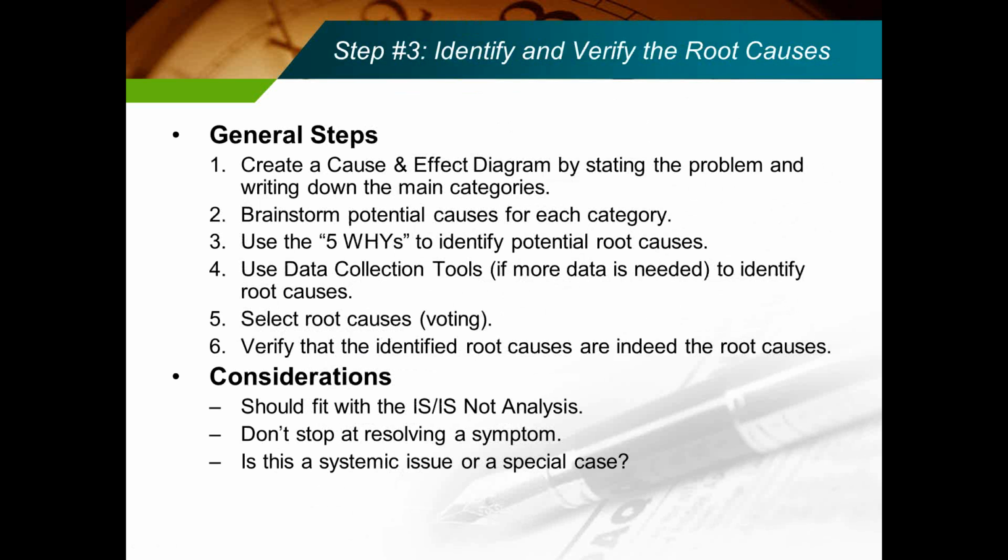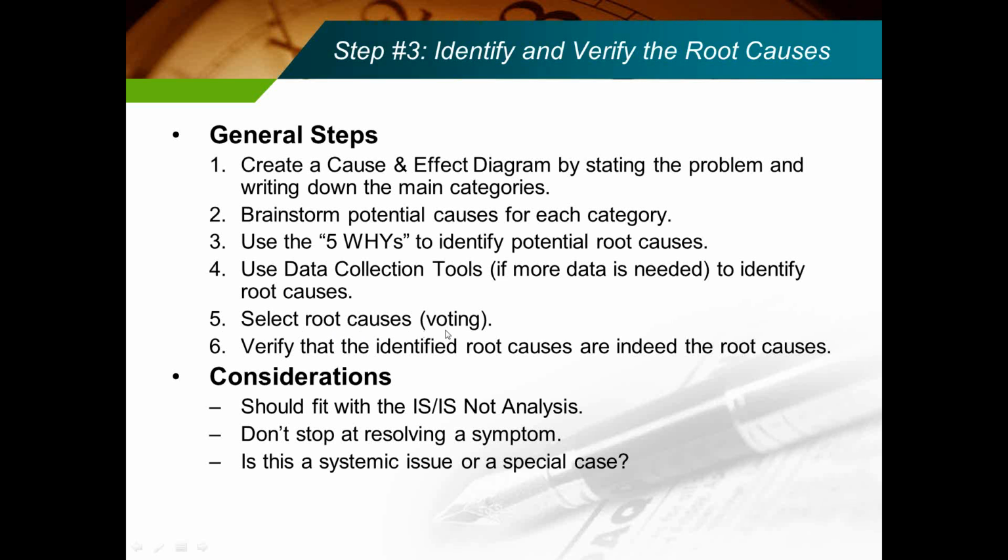And then once you've identified the process and you've identified what you think is a problem statement, then you want to identify and verify the root causes. So some general steps to doing this are to create a cause and effect diagram by stating the problem, and I'm going to go ahead and show you this in a second. Then what you do, you brainstorm potential causes for each category of what could be causing the problem. Use the 5 Ms. I'm going to talk about each one of these in a second.